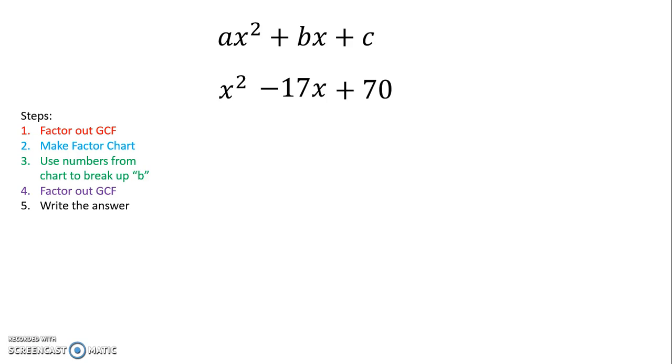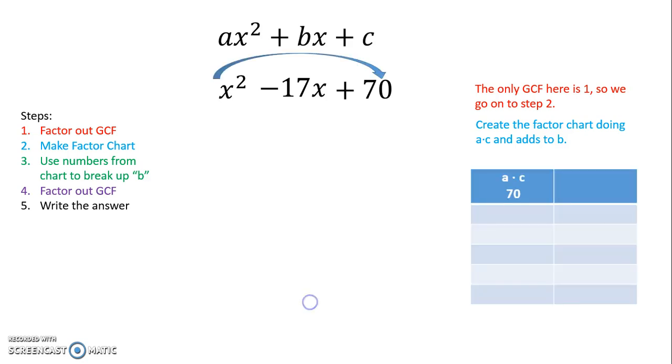Our first step is to factor out the GCF, but the GCF here is 1, and if we factor that out, it doesn't change the problem, so we're going to go on to step 2. Step 2 has us create the factor chart, doing A times C and looking for factors that add to B. So in this case, A times C gives me a positive 70, and I'm going to look for things that add to give me a negative 17.